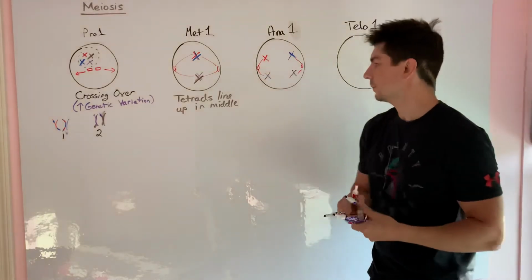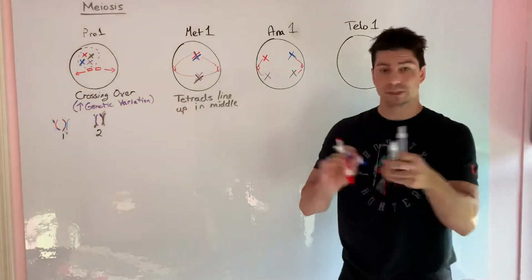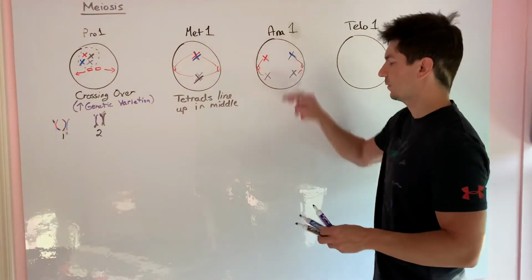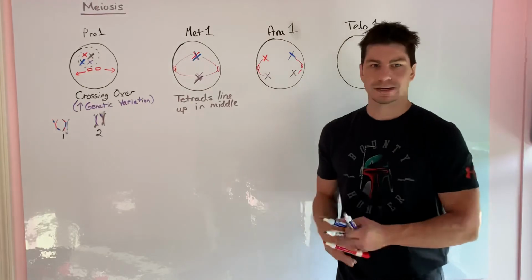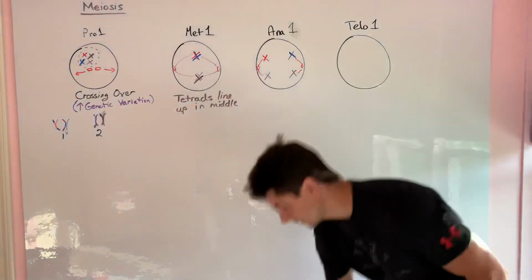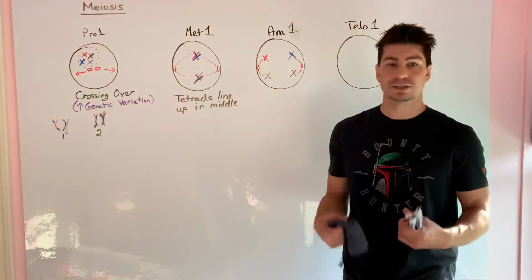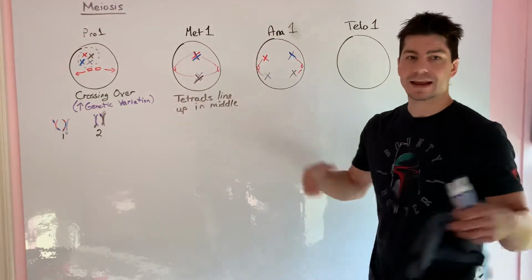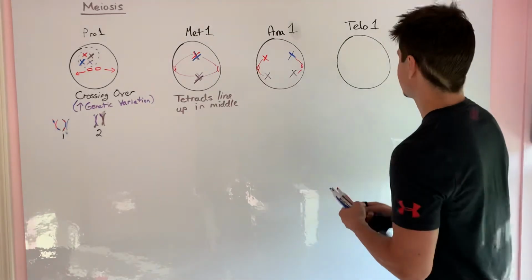And boom. Okay. Now, it's going to be completely random which one goes to which side. We could have had the blue one go to that side. We could have had the red one go to that side. Okay? It happens. It's completely random. And what that does also, guys, is that increases our genetic variation again by not the same one going to each side every single time you make a sex chromosome.